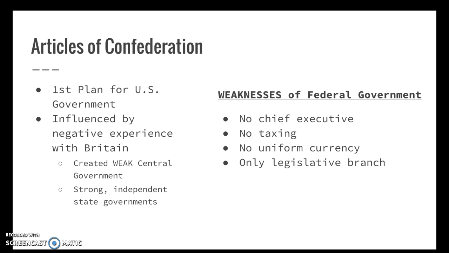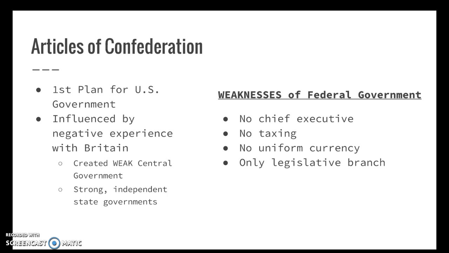So here are some examples. There was no chief executive. There really was no executive branch. No executive branch, no judicial branch, no national courts, no chief executive. A chief executive would be like the president, the leader of the executive branch. The federal government couldn't tax, which means they couldn't raise money. If you can't raise money, then you can't pay for things like a military to defend your country. You can't build roads and bridges, things like that.